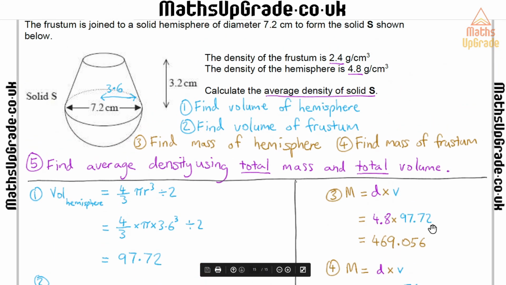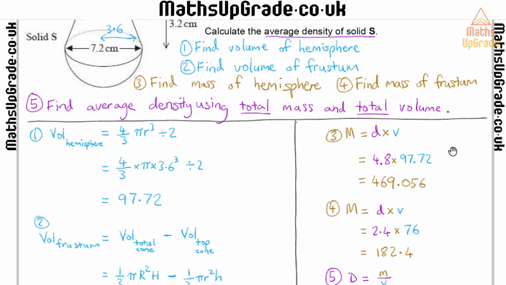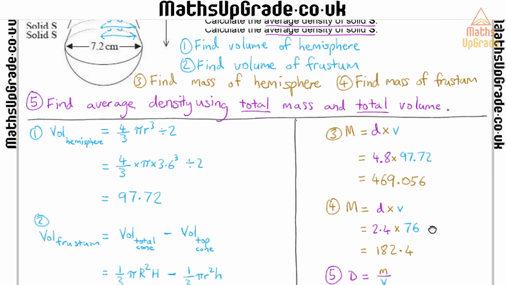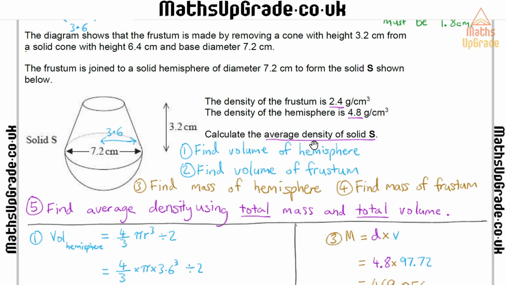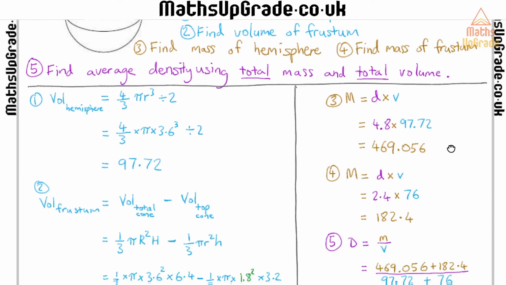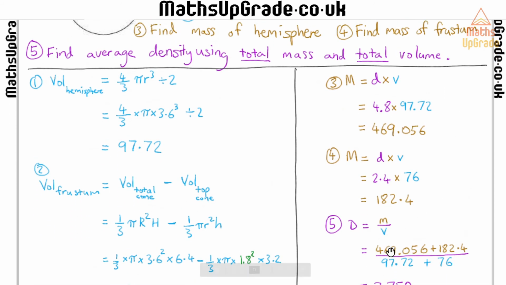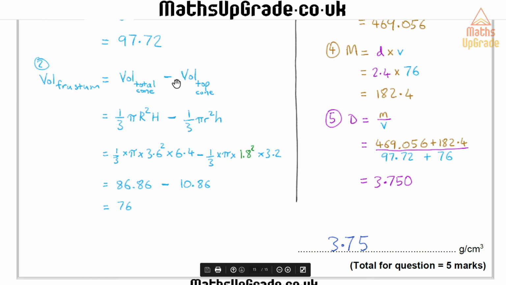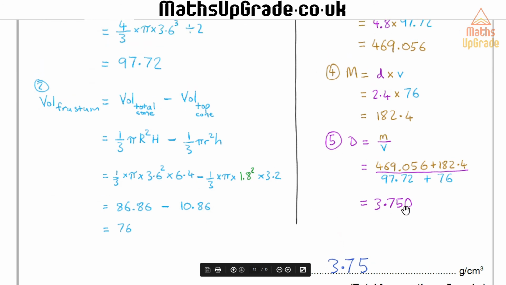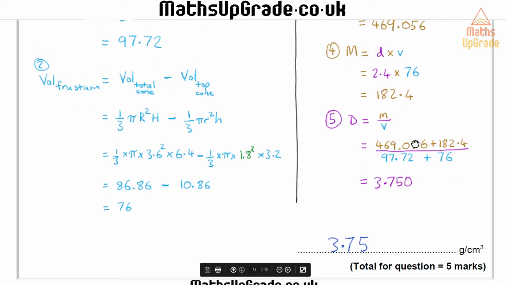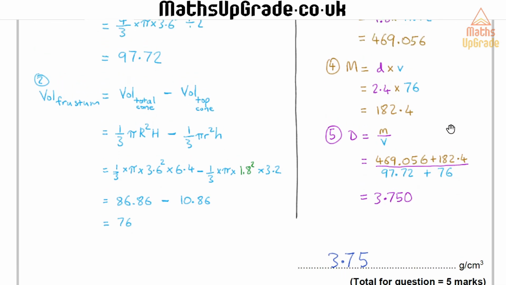Now the question asks me to find the average density of solid S. The average density is the total mass divided by the total volume. It's an average density since they're made up of two different materials just joined together. So here's the total mass. It's these two masses combined. Here's the total volume. It's these two volumes combined. And divide those through together and I get 3.75. And that's in grams per centimeters cubed. And that whole question there is worth 5 marks.